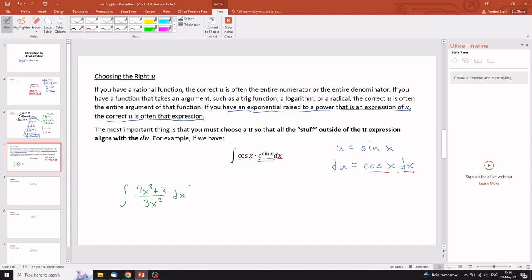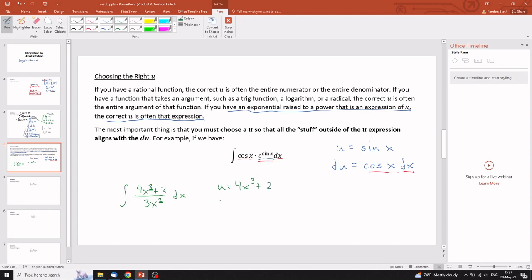Whenever you have this situation, the correct u is very often the polynomial with the higher degree. And I should say, you have two polynomials here, and they differ by 1 degree. So this is degree 3, this is degree 2. They differ by 1 degree. In that specific case, the correct u is often the entire polynomial with the higher degree. So in this case, u would be 4x cubed plus 2.